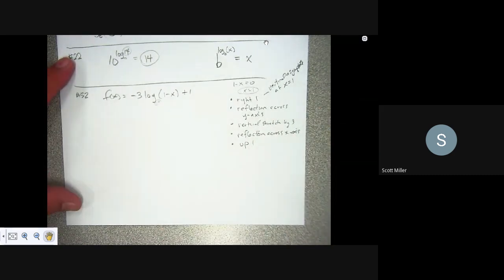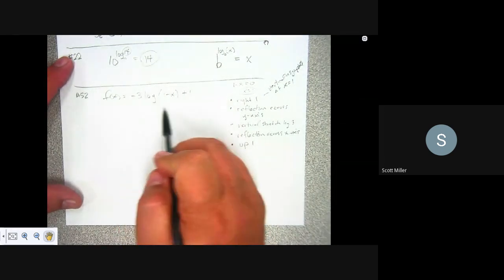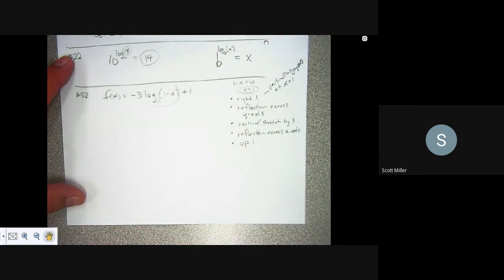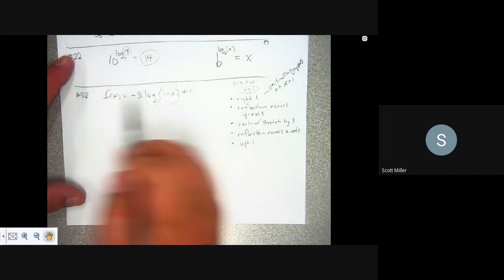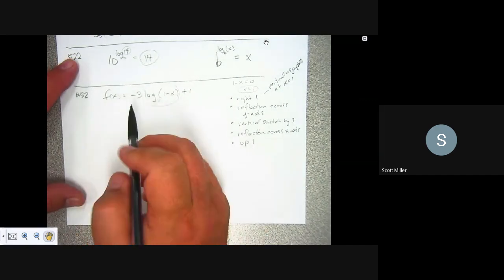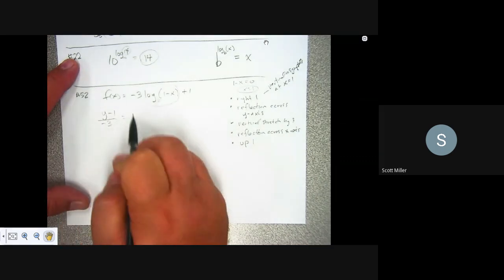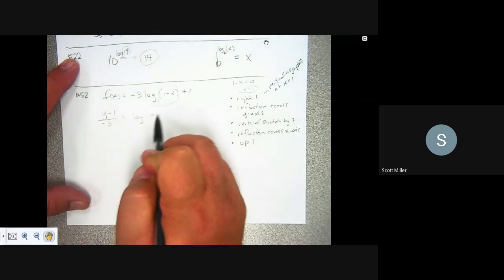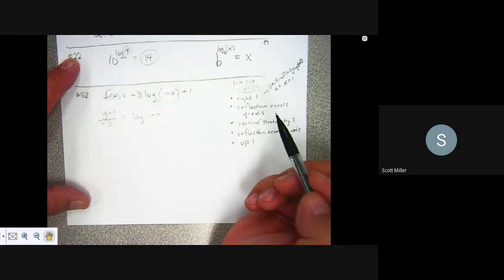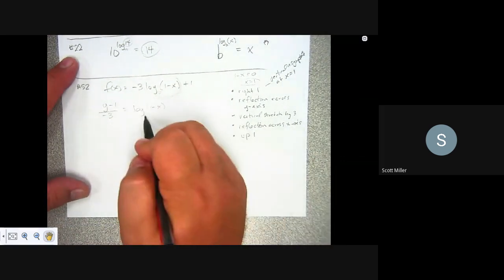The next thing you want to do is make your table. Before I can make the table, I need to isolate this log. So think of this as a y. I'm going to subtract the 1 and then divide by the negative 3. So I get y minus 1 divided by negative 3 is this log base 10 of 1 minus x. At this point, you can put the base 10 here.